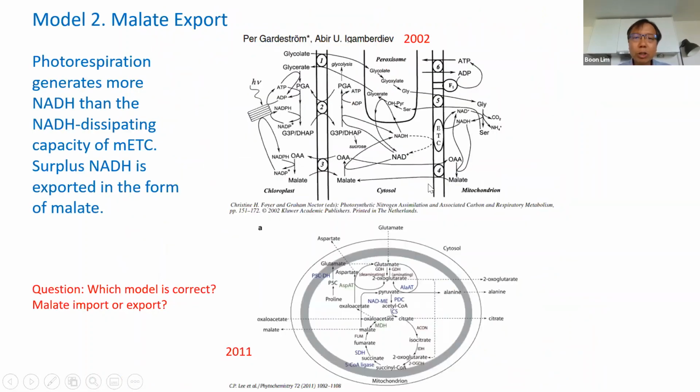However, there are also some papers that support model 2. In model 2, they suggest that photorespiration generates more NADH than the NADH dissipating capacity of the METC, so that surplus NADH is exported in the form of malate, like this. So from the mitochondrion, exported to the cytosol. So the question is, which model is correct?